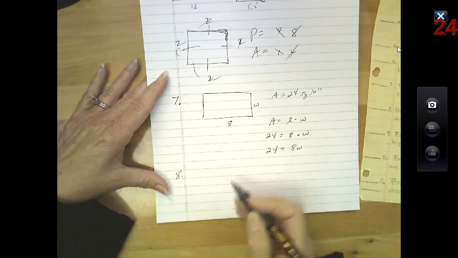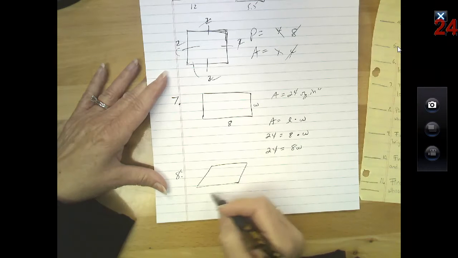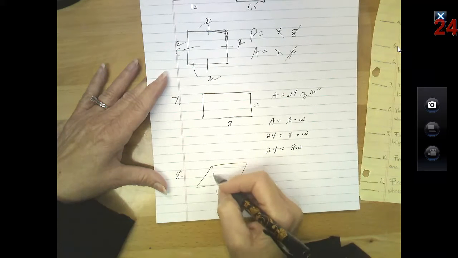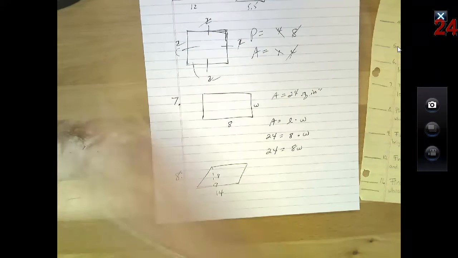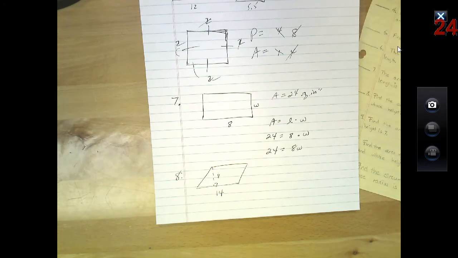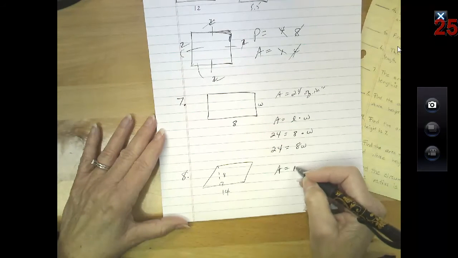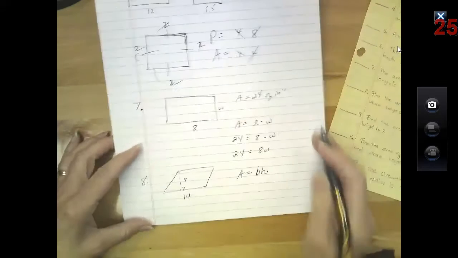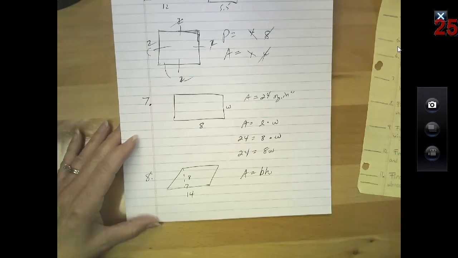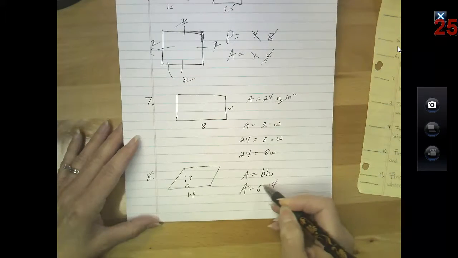Let's see. Find the area of a parallelogram whose base is 14 and whose height is 8. If you look at your formulas on the bottom of page 498, the area is base times the height. So number 8, base times height. You just have to put in 8 times 14 and you have your answer.